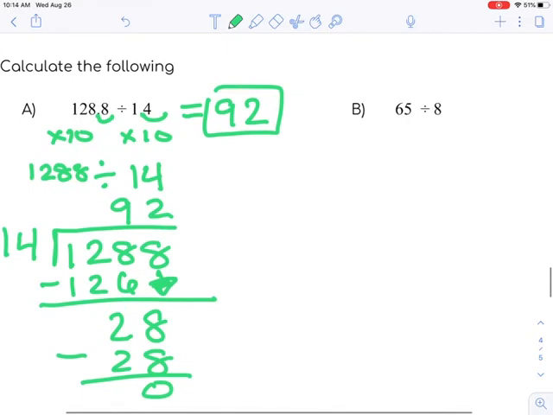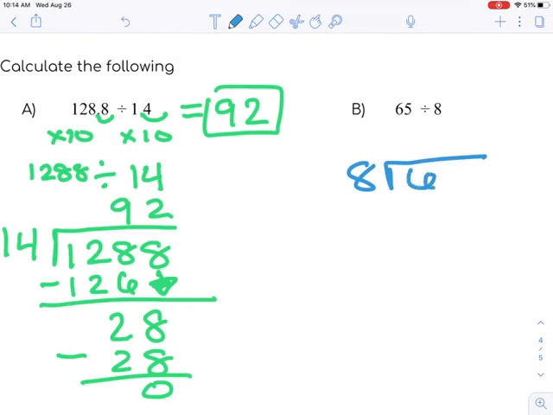One more, 65 divided by 8. So I have my divisor on the outside of the division house and my dividend on the inside. All right, so how many times can 8 go into 65? It can go in 8 times. 8 times 8 is 64. So I have 1 left over. Now I'm not done here. I don't want to have a remainder.